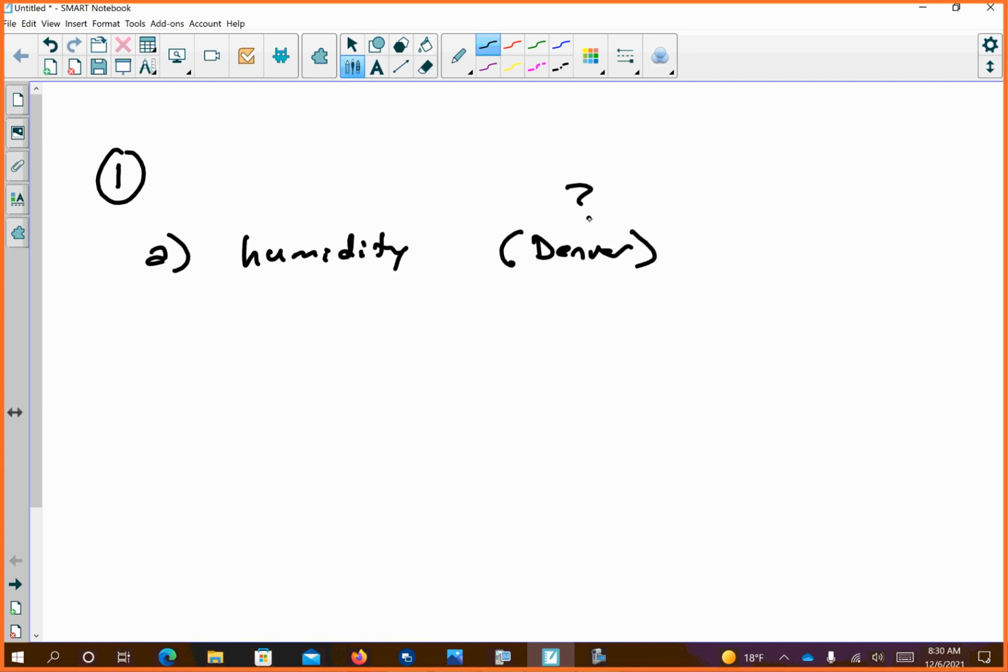All right. So I'm looking at problem number 1 on this packet. So let's talk about it. It says a researcher wants to study whether or not humidity levels have been increasing in the Denver area in the past decade. Identify the variable. What do you think? Humidity. All right. I guess you could say Denver as well, but I'm going to put a question mark with that.